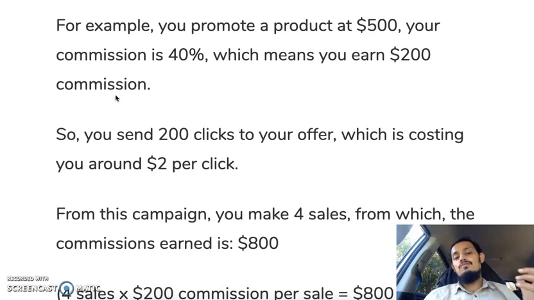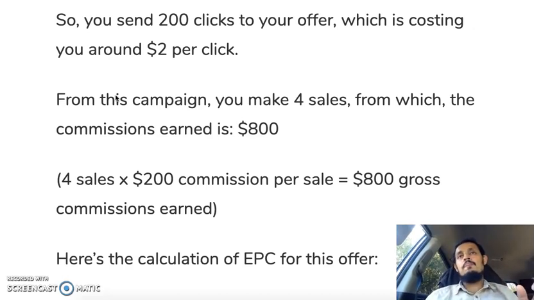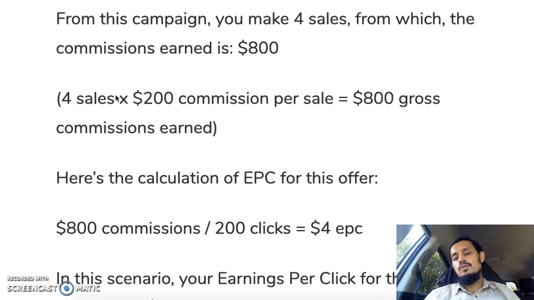For example, you promote a product that costs $500 to your customer, and you earn a commission of 40% on the $500 product, which means you earn $200 commission for every sale. Let's say you send 200 clicks to your offer, which is costing you around $2 per click. From this campaign you make 4 sales, so 4 sales times $200 is $800 gross commissions earned.